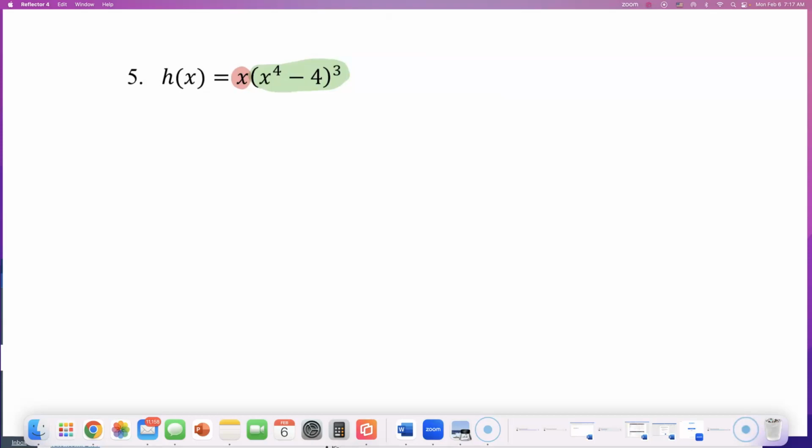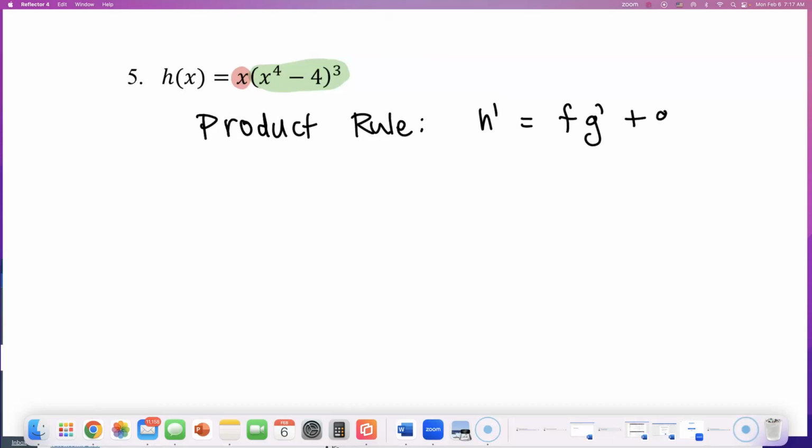So I'm going to start by writing down the product rule first, okay? Product rule says that I can find h prime, that's the name of this function, right? By doing first times the derivative of the second plus second times the derivative of the first. Here, first is x, right? This red part. And second is this green part. The green is going to be my g. So derivative of x is 1.